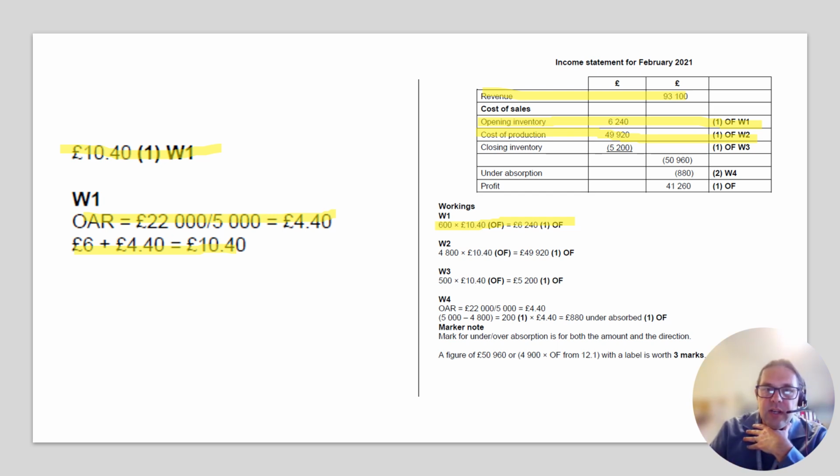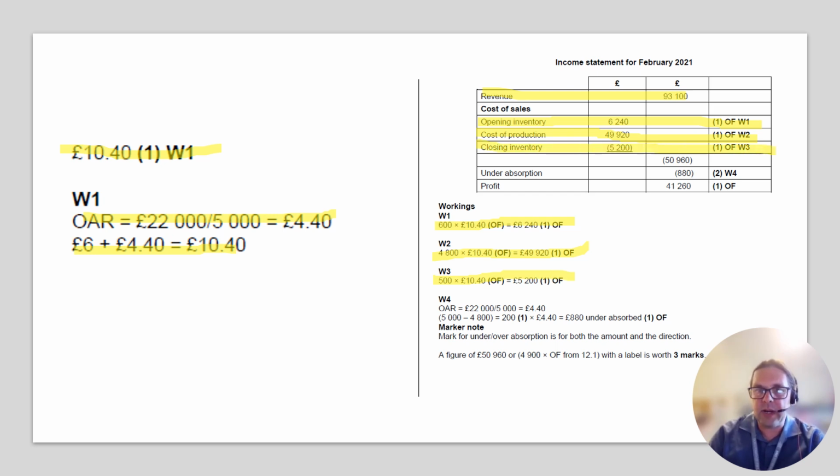We've produced 4,800 units. We've said in the previous question they're going to cost us £10.40 to produce, so therefore the overall cost is 49,920. The other way you could have done it is to do the direct cost as £6 times the 4,800, and then demonstrate the £4.40 times the 4,800 for the fixed element, and they'll both add up to 49,920. It is absolutely fine to do it either way. The closing inventory, we said there were 500 units left, so they'll be valued at £10.40 as well.